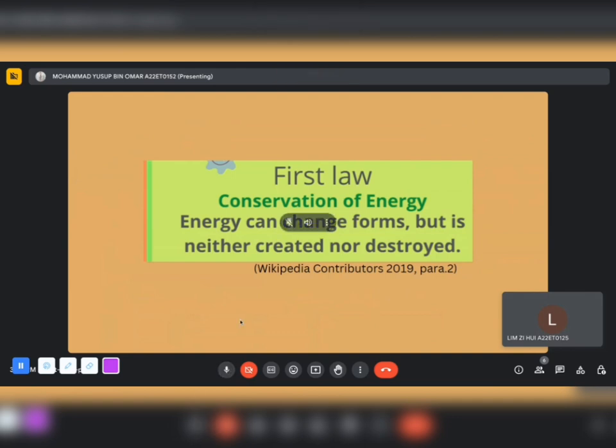Okay, thank you, Hafiz. So I'm Zi Hui, and in this experiment, we will only focus on the first law of thermodynamics and the second law of thermodynamics. The first law of thermodynamics explains that energy is conserved. Energy can change forms but is neither created nor destroyed.